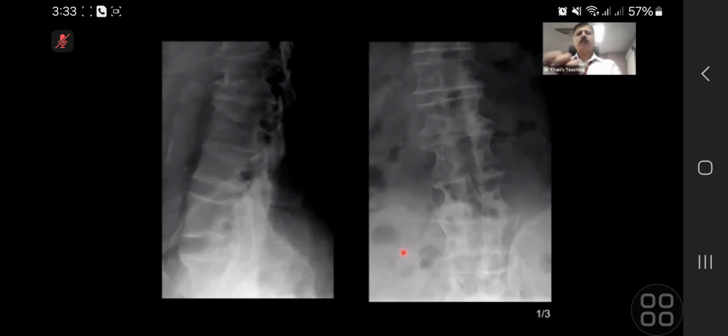So let me tackle it. In achondroplasia, the key exam finding is the interpedicular distance. Normally, as we go down from the lumbar to the lower lumbar spine or the sacral spine, the interpedicular distance increases, and it is the other way around in achondroplasia.